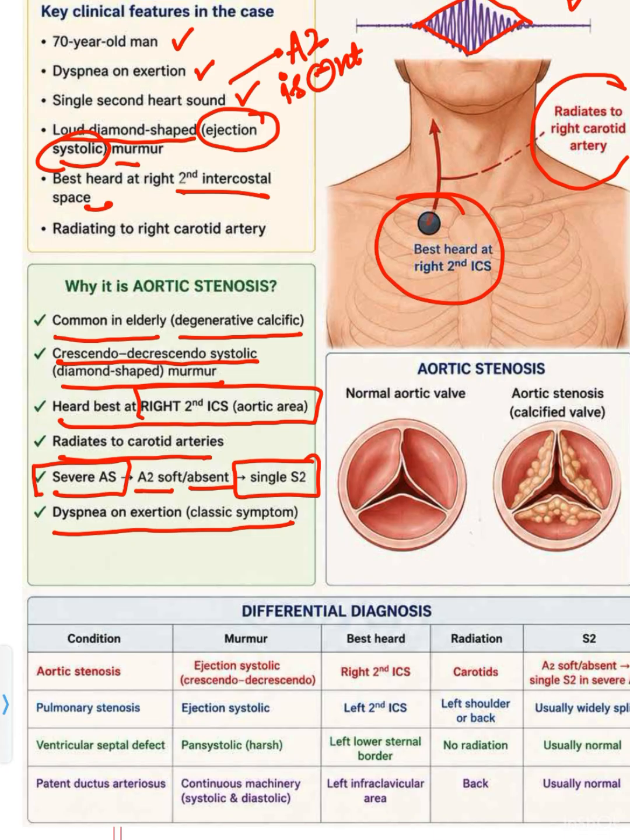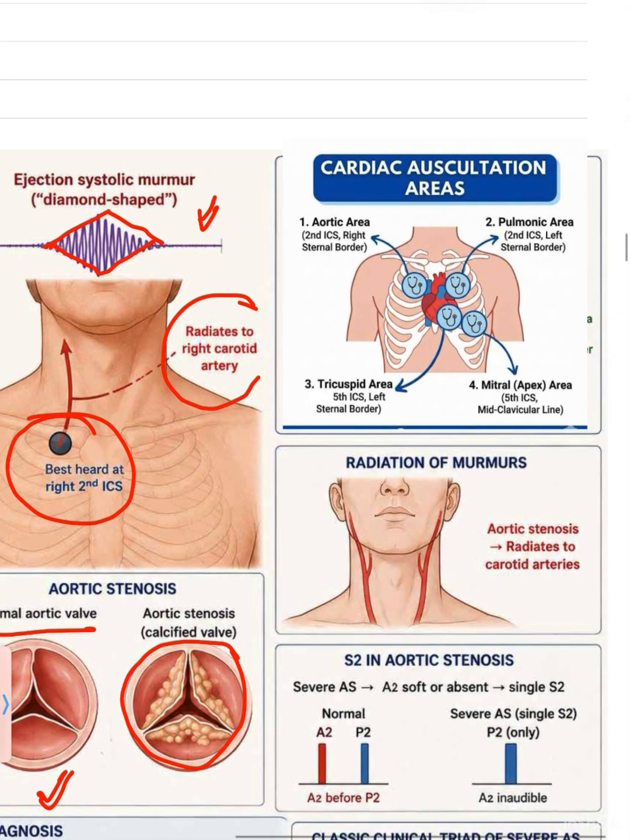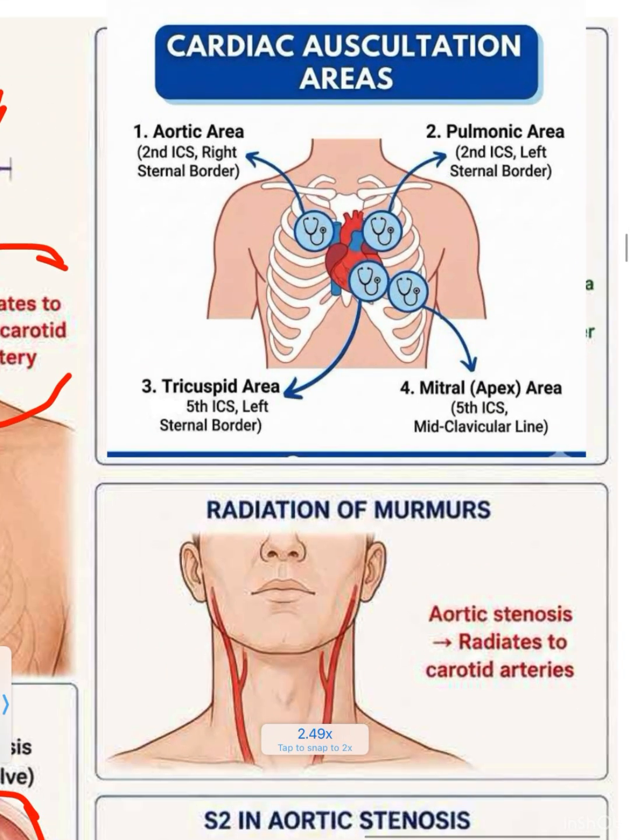There will be dyspnea on exertion, which is the classical symptom. In aortic stenosis, the normal aortic valve is tricuspid, but in the case of aortic stenosis it will become calcified. Now, if we go for the auscultation areas, which we talked about, there is the aortic area, pulmonary area, tricuspid area, and the mitral area.